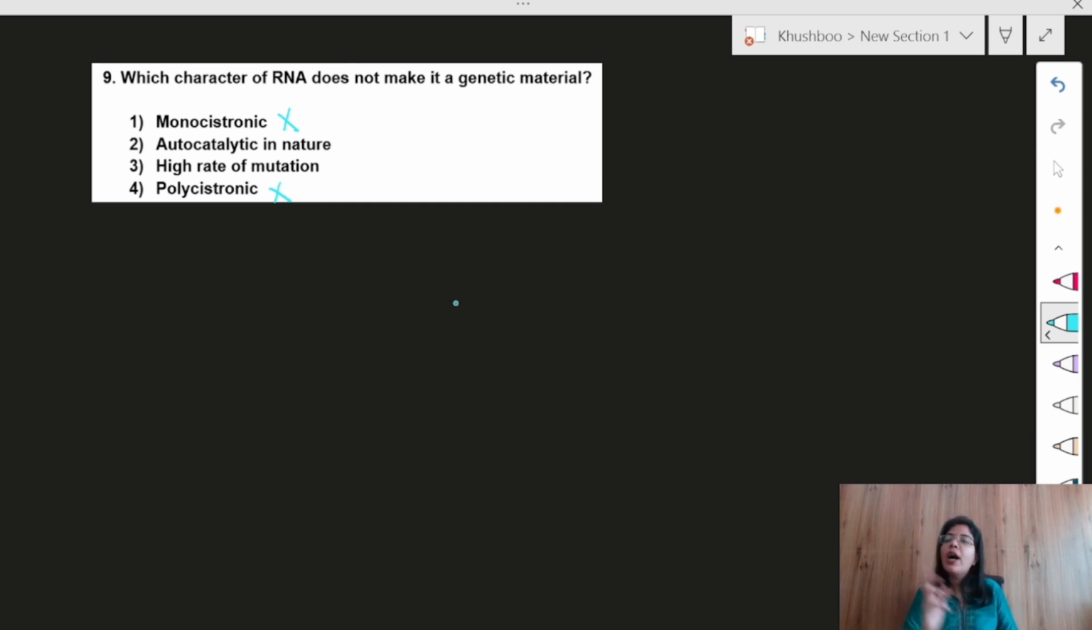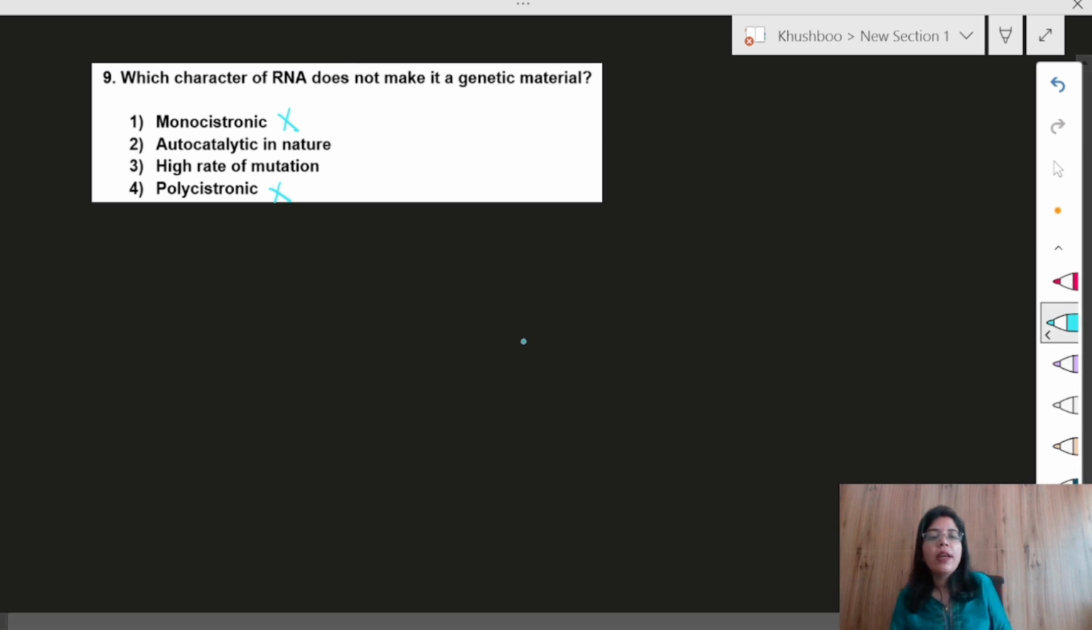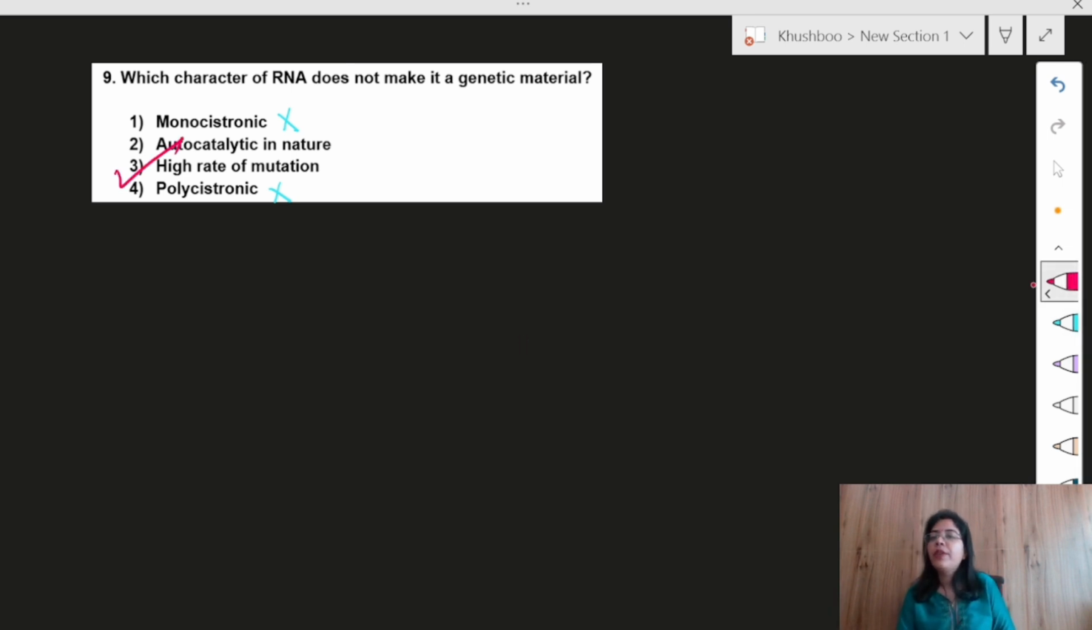Anyways, these two are out of the options because they do not impart anything with respect to why RNA should be considered as genetic material. This is present itself on DNA, right? Only two options you can consider: autocatalytic nature and high rate of mutation. In this, what is the reason that you will never choose RNA as genetic material as per NCERT? So it must be option number 3, right?